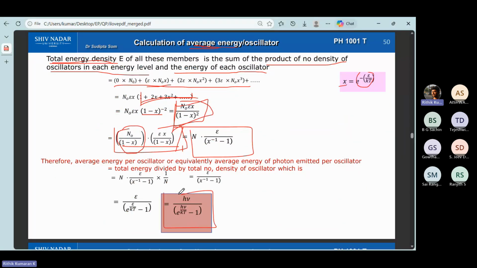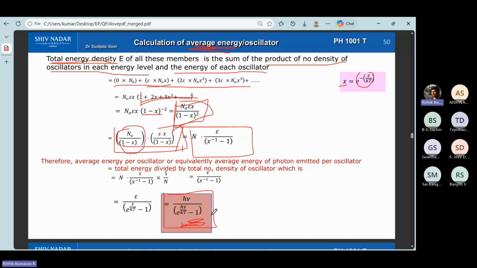So what we have arrived at is the average energy. Where you saw something called kT, right? That is the average energy, correct? But here we get an average energy of this formula. Beautiful. So this is the calculation of the average energy. Any doubts in the derivation?